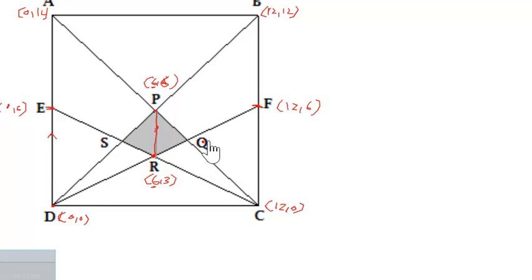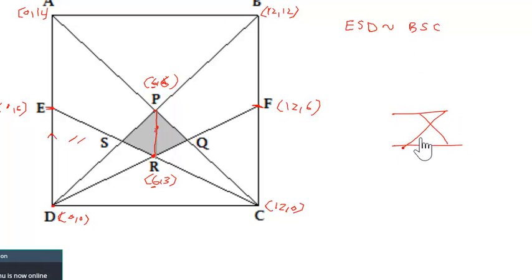Now I need to find the coordinates of S and Q. Observe triangle ESD. This is similar to triangle DSC, because between any two parallel lines, if you make a cross, these two triangles are similar. The corresponding sides are in the ratio 1 is to 2 because ED is half of BC. So if I drop a perpendicular from S on ED, and one on BC, then these heights will also be in the same ratio, 1 is to 2.